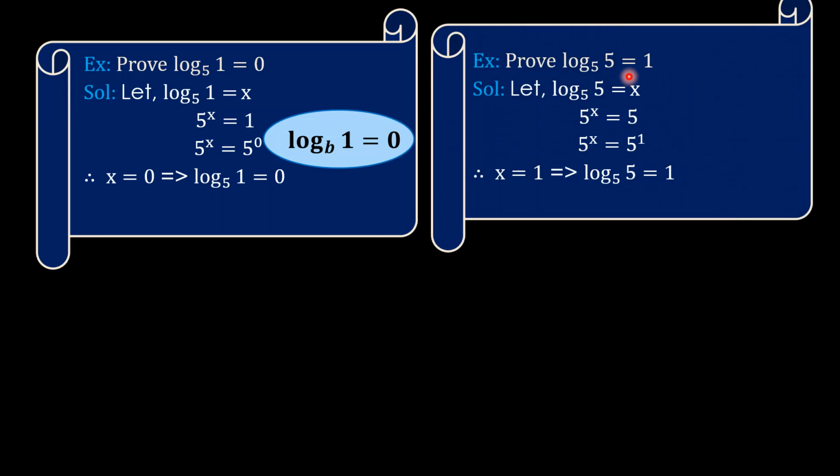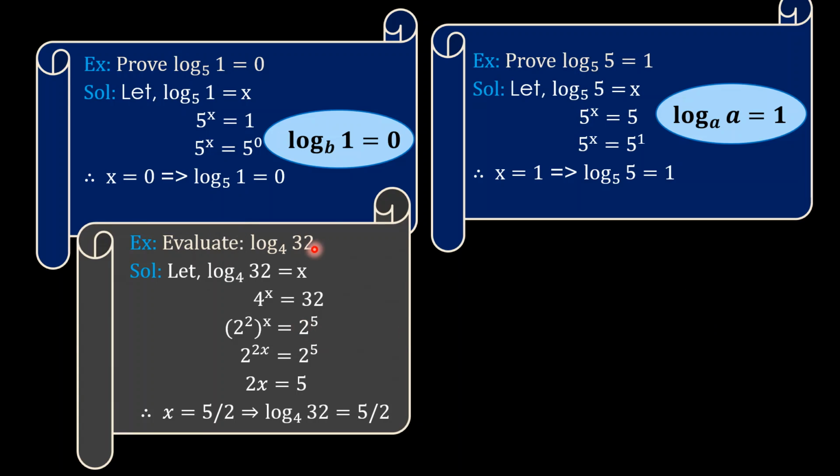Another question here: prove log 5 to the base 5 equal to 1. Let log 5 to the base 5 equal to x. So 5 to the power x equal to 5. So we can conclude x equal to 1, which means log 5 to the base 5 equal to 1. So this is the formula: log a to the base a equal to 1, log x to the base x equal to 1, log m to the base m equal to 1. So log 1 is always 0, and log of any number with the same base is always 1.